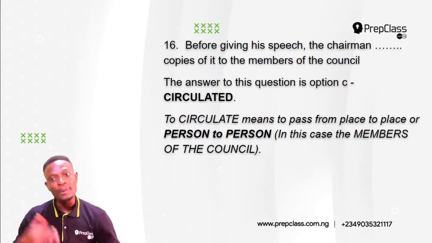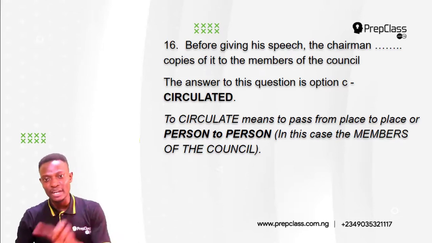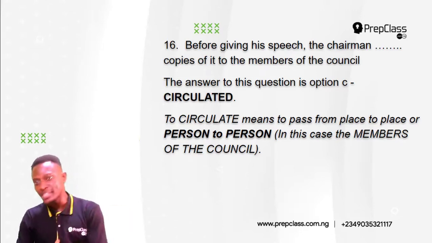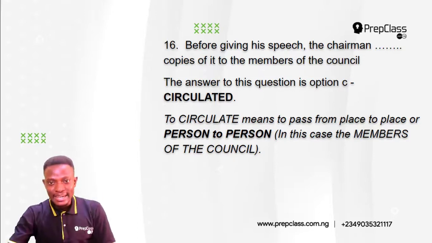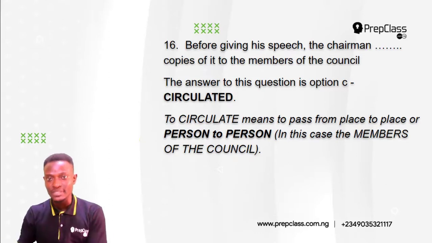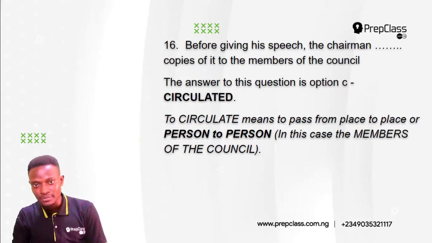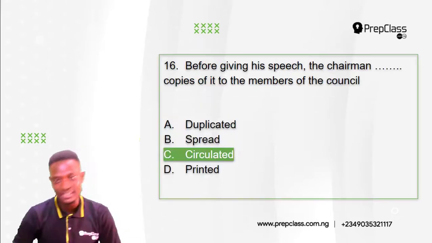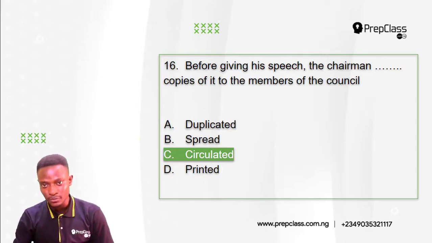To circulate means to pass from place to place or from person to person. Now, in this case, the members of the council got what? Copies of the speech. So before giving a speech, the chairman would circulate it. It made it to go from person to person. So each individual member of the council had a copy of the speech. So the answer is option C. Before giving a speech, the chairman circulated copies of it to the members of the council.